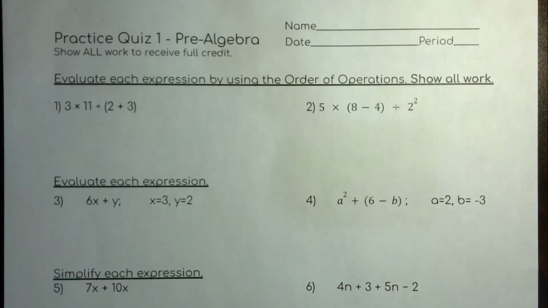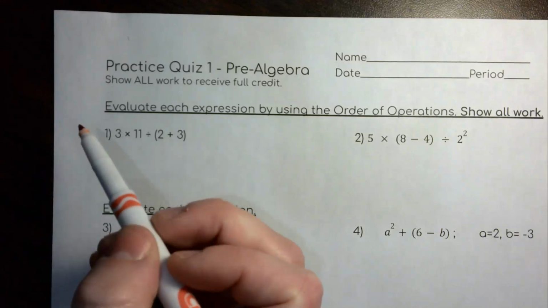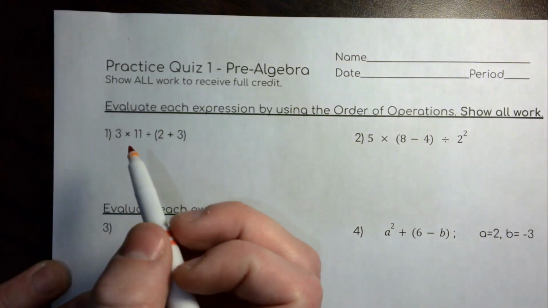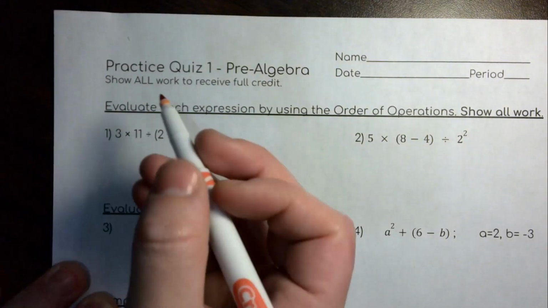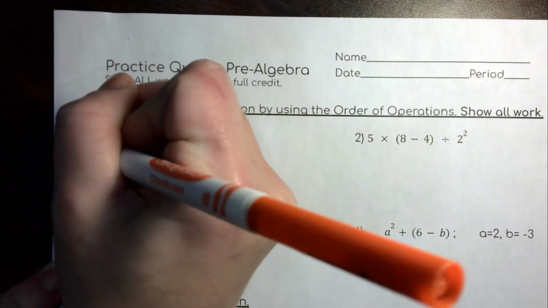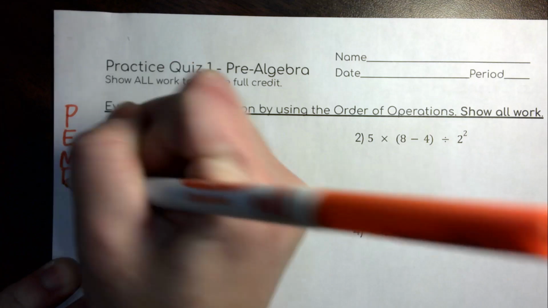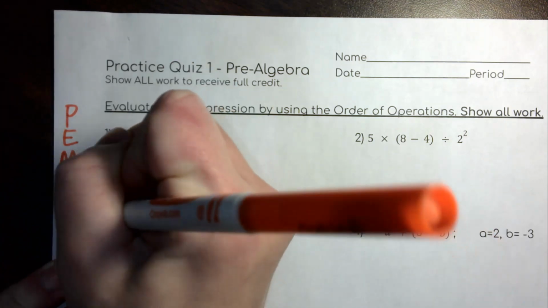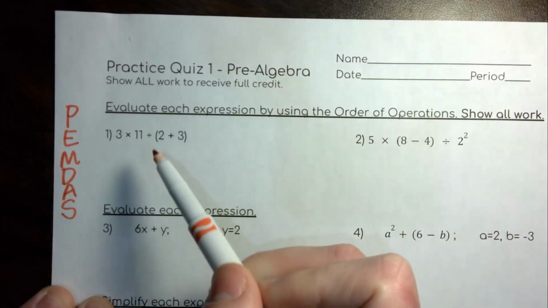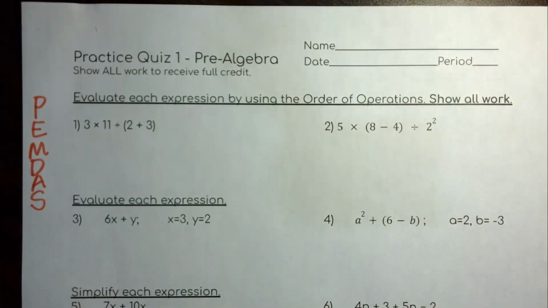What I might have you do to start is, as a little guide or a key, just so that you don't have to look up at the wall every 2 seconds, we're going to go ahead and write out PEMDAS: the parentheses, exponents, multiplication and division, addition and subtraction. That way we have a little guide to reference so we know what order to do things in. So we're going to go ahead and start by looking at number 1.